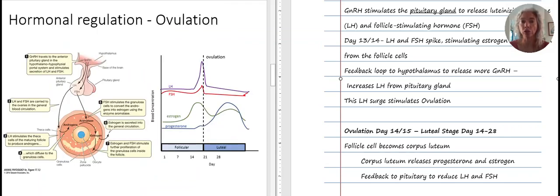Progesterone stimulates growth of the uterine lining to prepare it for pregnancy in this luteal phase. The endometrium is the uterine lining, and this is going to thicken, and blood vessels are going to develop to support implantation should the egg be fertilized. If the egg is not fertilized, the corpus luteum will regress and discontinue its release of progesterone.